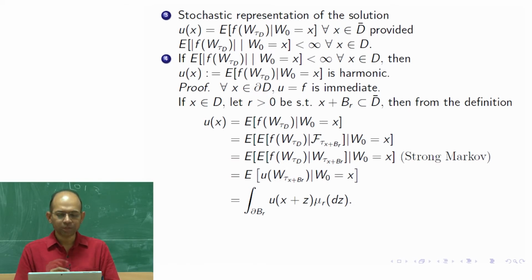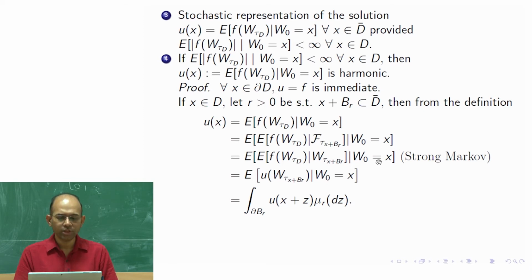This time is a stopping time. It is the first time the Brownian motion touches the boundary of this ball. It starts at time 0 at x, but the first time when it leaves the ball of radius r around x, that is tau, for x plus B_r. So this is a stopping time. Okay, so here is the filtration at the stopping time. So this is a sigma algebra, so that we condition in between. Conditional expectation of f of W tau D given F of the stopping time, given W0 is equal to x.